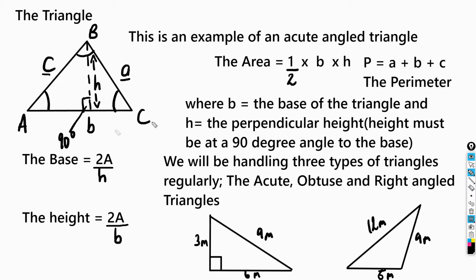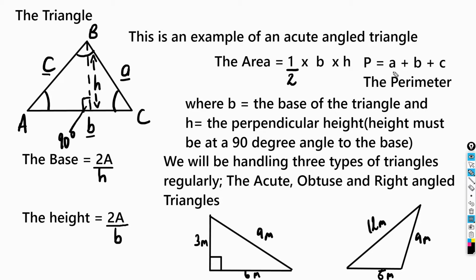Now the area of this triangle is equal to half base times height. I'm sure you've heard it before. It's very common. You really can't forget this, guys. It's just half base times height. The perimeter is the distance of the outline of the triangle, right? So all that would be is A, B, and C, right?